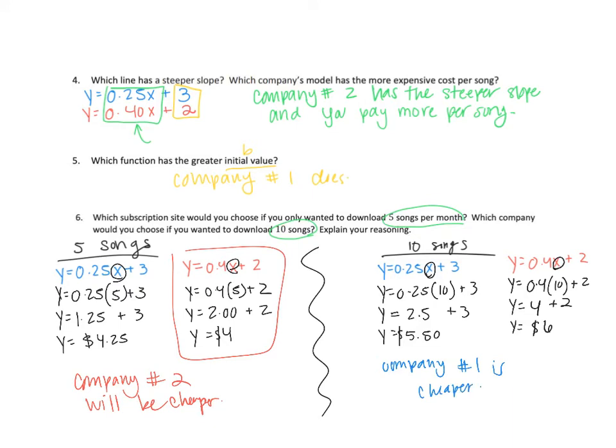Okay, because it is cheaper when you do 10 songs. It's only $5.50, while company 2 is $6. So you'll notice here that depending on your specific situation, a different company would be better for you. Okay, we are now going to move into a little bit of practice with this kind of concept.